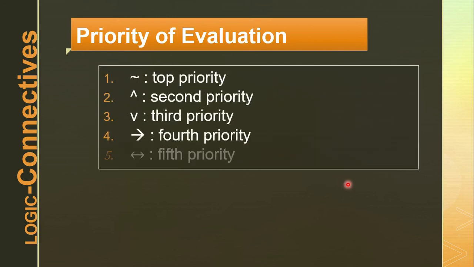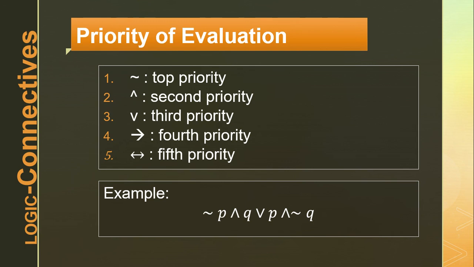Now, in the priority of evaluation, what if we are shown a combination of different connectives? Which are we going to prioritize? Top priority is the tilde or the negation, followed by conjunction, disjunction, implication, bi-implication, and the exclusive OR. So we evaluate negation first, then second priority is conjunction, just like in mathematics, where we have PEMDAS: parentheses, exponent, multiplication, division, addition and subtraction. It's the same. The topmost is the parenthesis. It's a hidden rule that those inside parentheses should always be the priority.